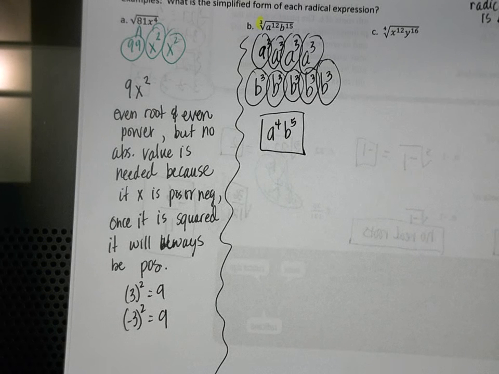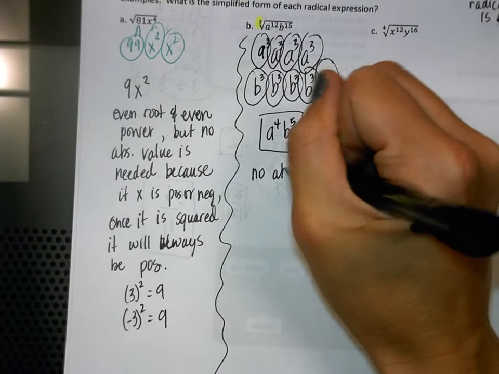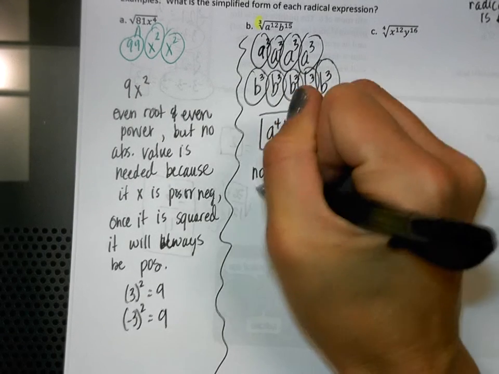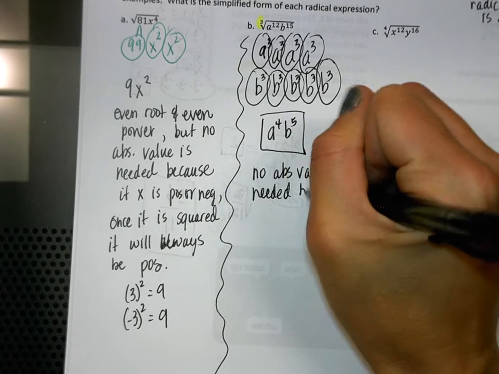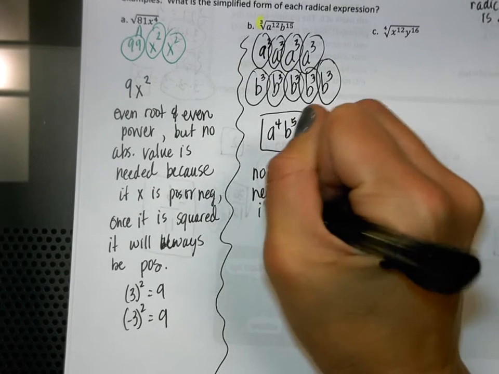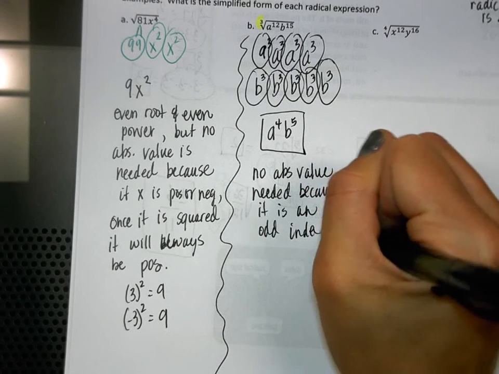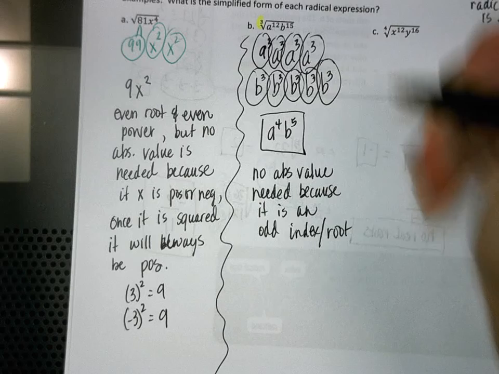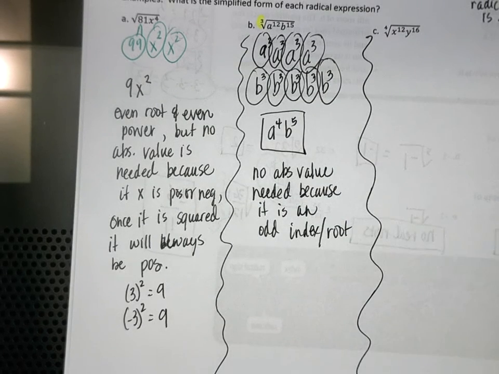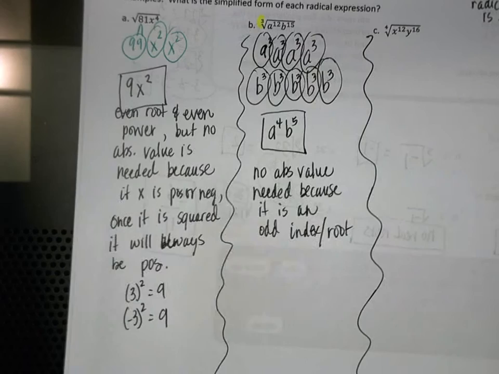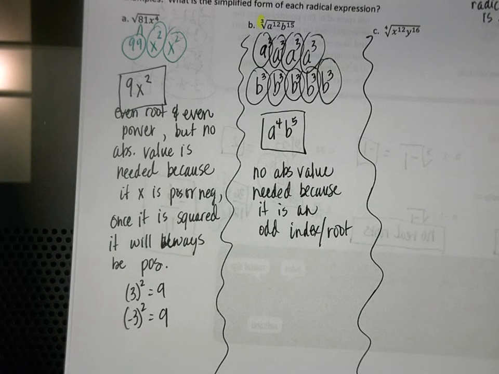And then I'm just going to write here, no absolute value needed because it is an odd index. And I'm going to put index slash root. If I say root or index, those mean the same thing. Okay, so far so good?